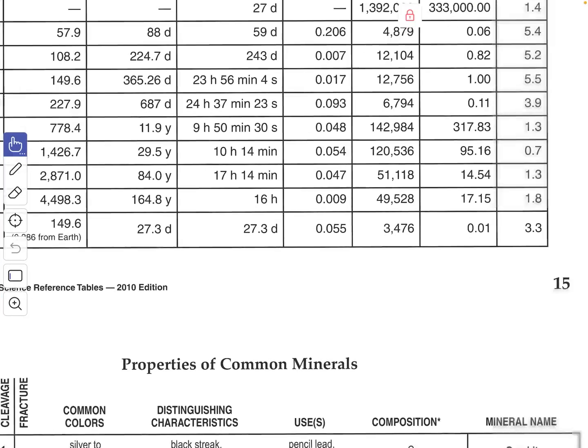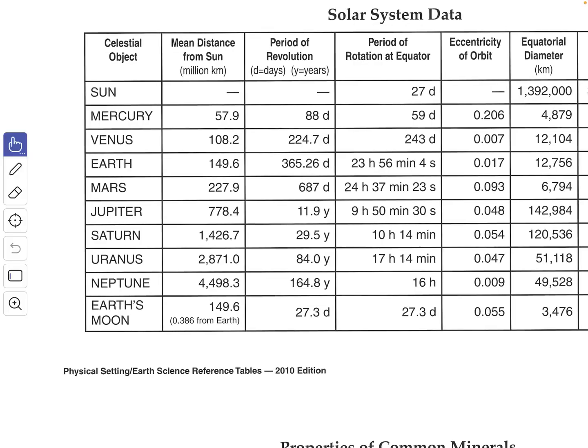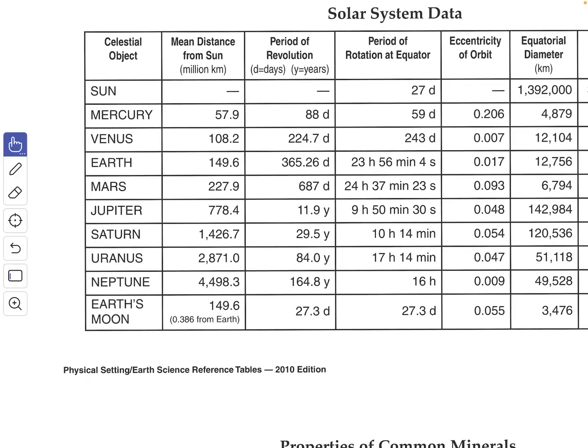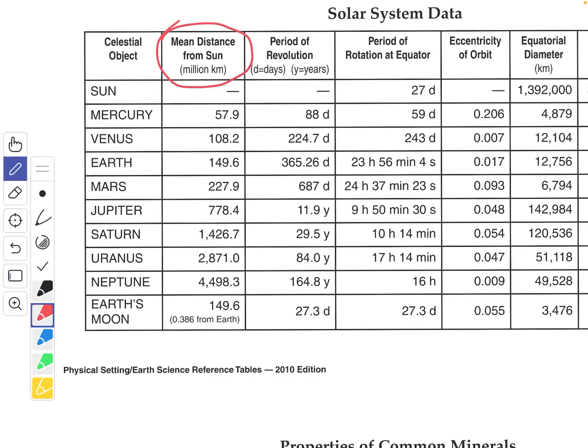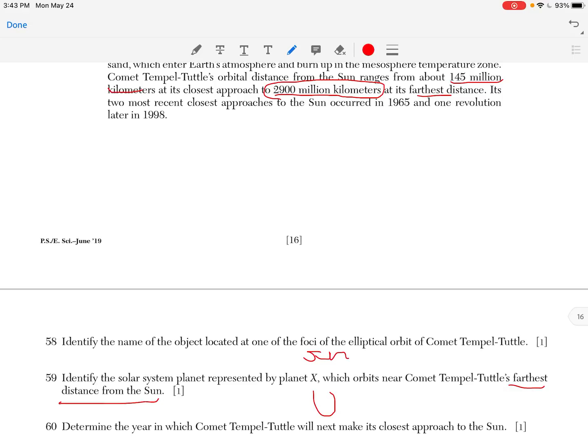Specifically, I'm on page 15 of the reference table. You'll see the chart here. So we want something close to 2,900 million kilometers. And remember, here are our distances. They're all in million kilometers. And we want a number that's close to 2,900. That would be Uranus. There you go, 2871. The answer to this question is our planet Uranus in our solar system. So I'm going to write that down: Uranus. Okay, so that's the answer to number 59.